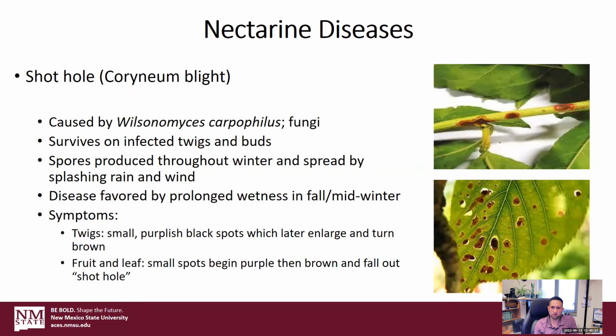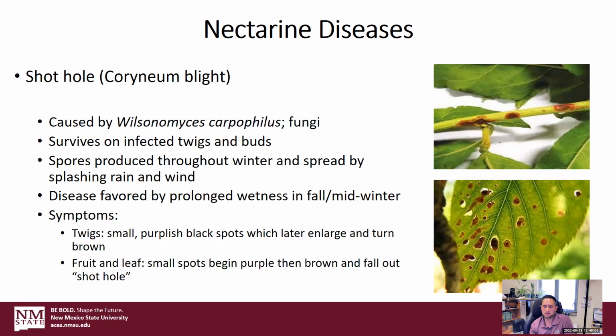Next is nectarine diseases. One is shot hole, it's called, or coryneum blight. This is caused by a fungus called Wilsonomyces carpophilus. There's also another name that I forgot what it was. I should list that. This survives on infected twigs and buds. The spores are produced throughout winter, and they're just spread by rain or wind.